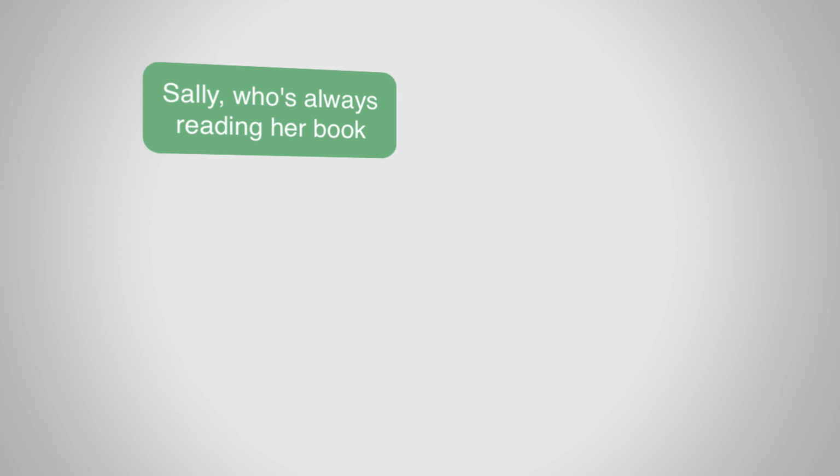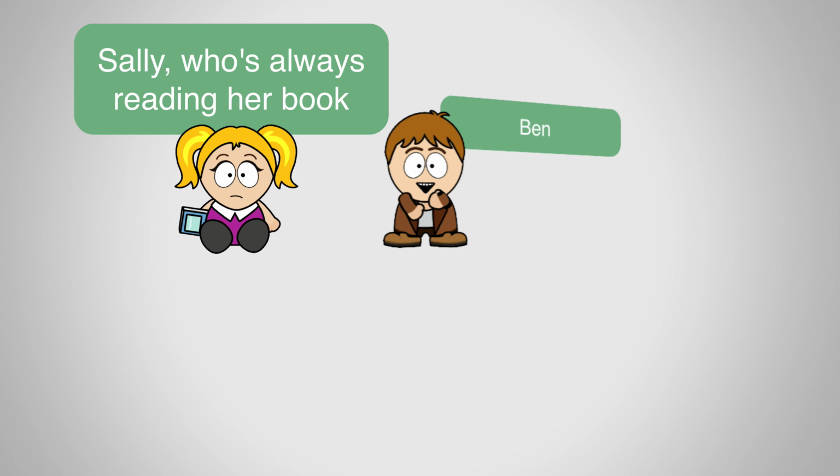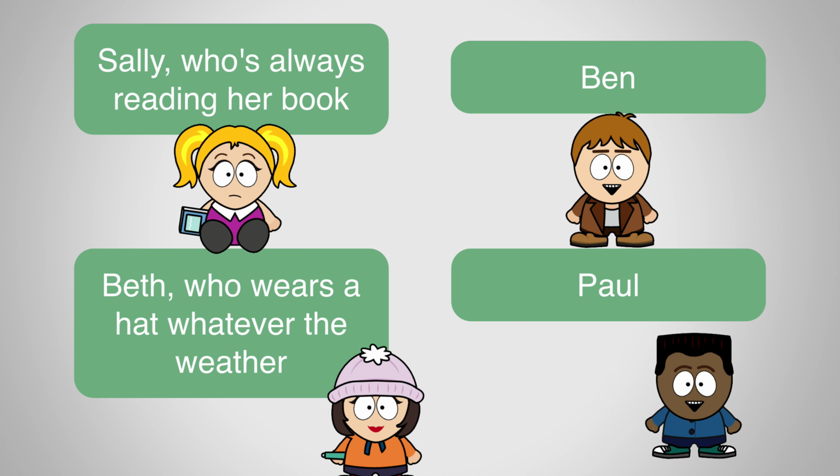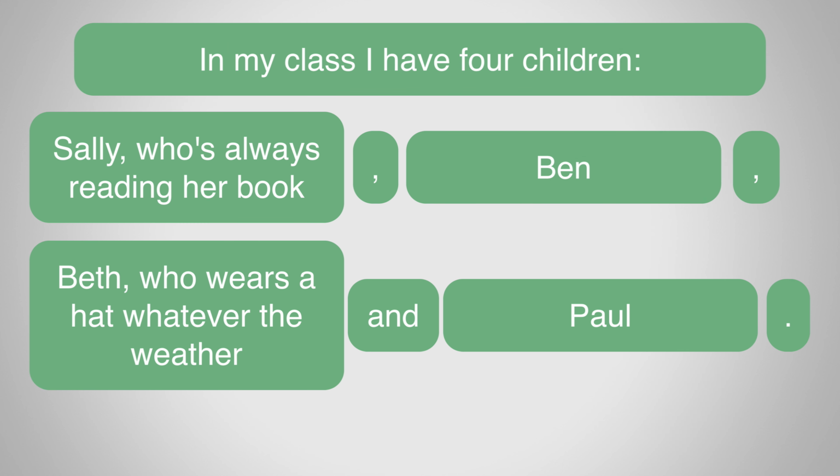Take this list of children in a class as an example. Sally, who's always reading her book. Ben. Beth, who always has a hat, whatever the weather. And Paul. If we wanted to write this as a sentence, we would normally write it like this, placing a comma between each item, but using the conjunction and before the final item.